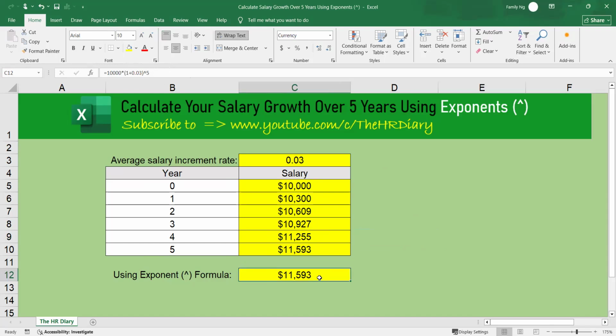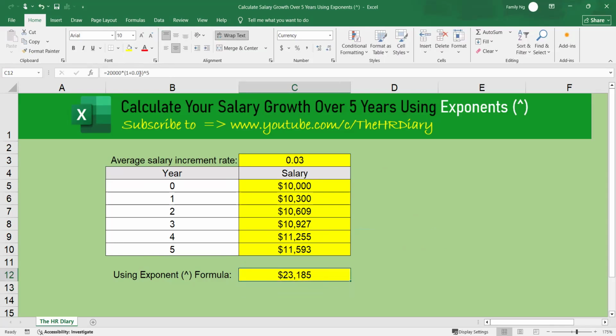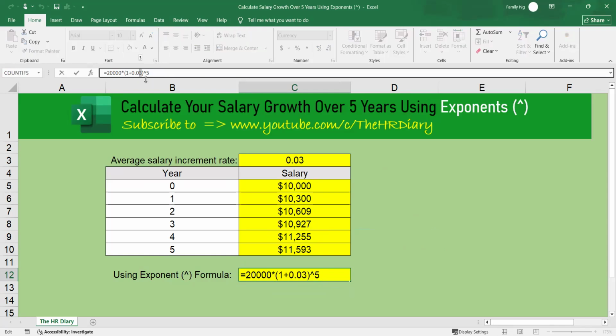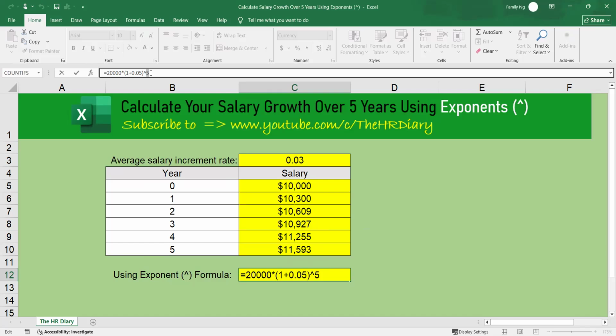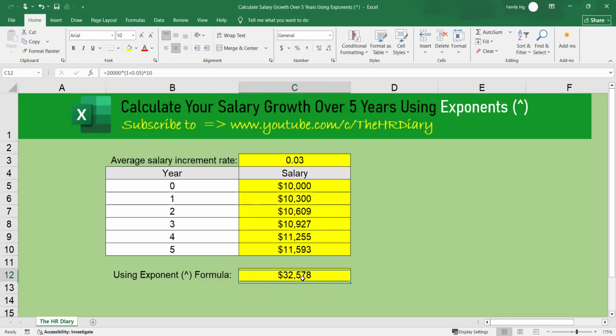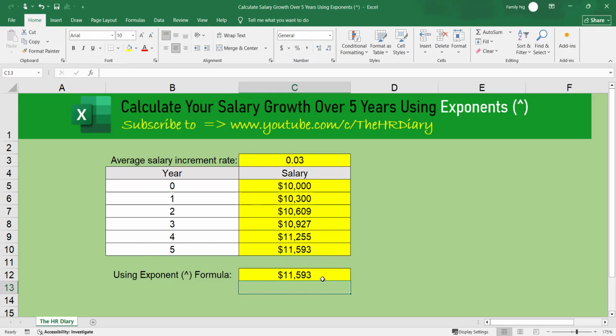Okay. So this formula, if your salary is 20,000, just change this to 20,000. Right? And if your annual increment is on average 5%, change it to 5%. And if you want it in 10 years time, what happens if it's your salary in 10 years time, just change this to 10. Right? So let me revert this back to the original. Okay, so this is the formula.